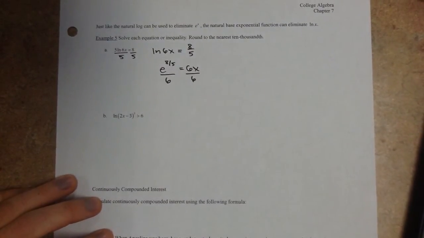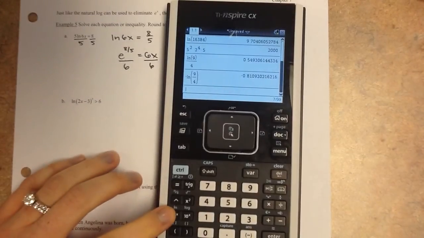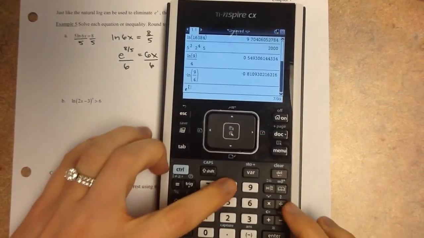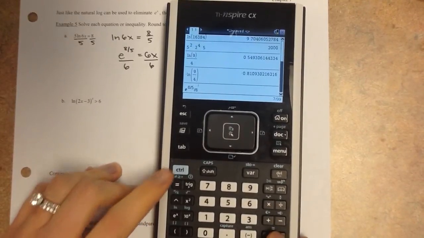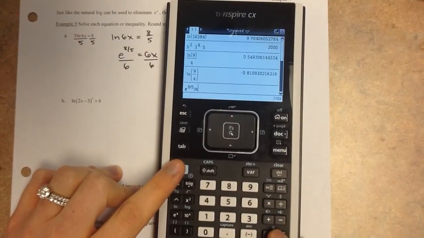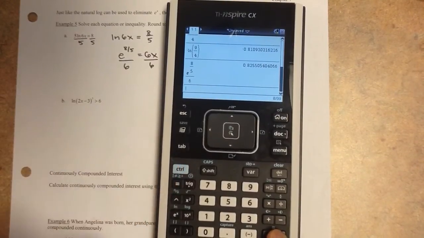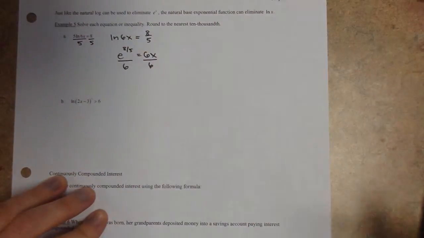Okay, and then that can just go right into my calculator. I will show you. So here's our e button. We do e to the 8/5, and then divide that whole thing by 6. Okay, make sure you're dividing the whole thing by 6, not just the 8/5. Okay, so 4 decimal places, so about 0.8255.